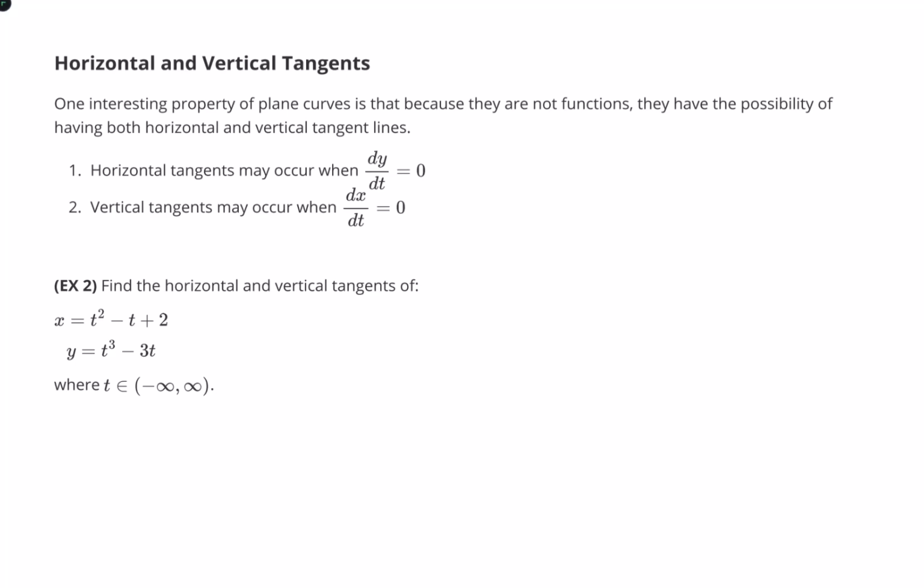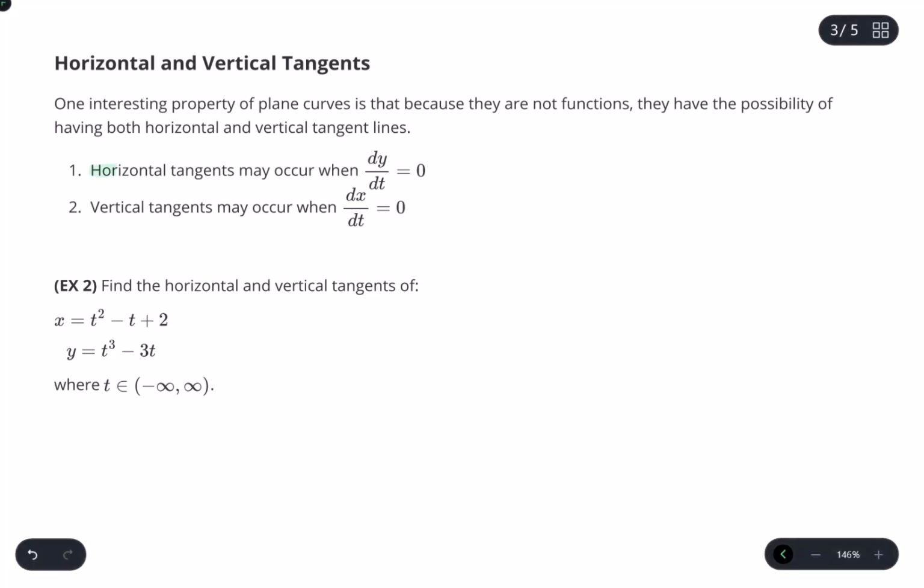When it comes to calculus with parametric equations, another thing that can happen that's very interesting is we can not only have horizontal tangents indicating extreme values, but we can also have vertical tangents as well. So we look at the individual components and their derivatives and see when those are zero.